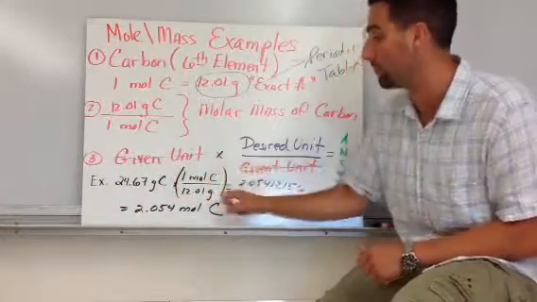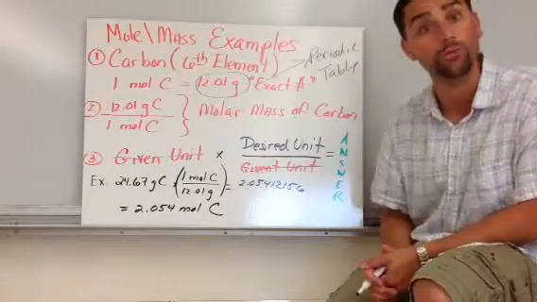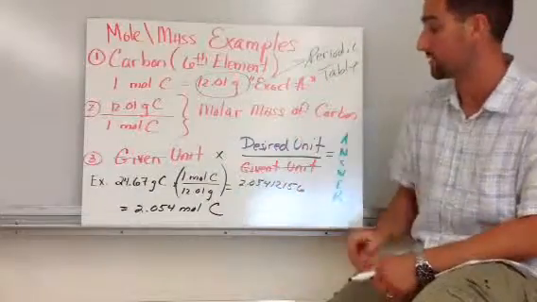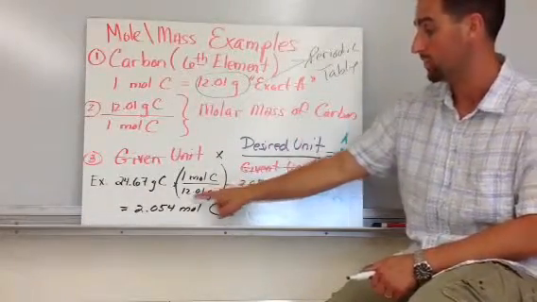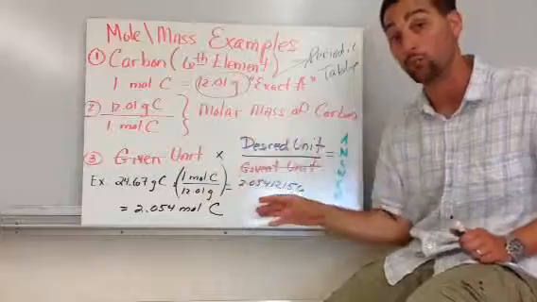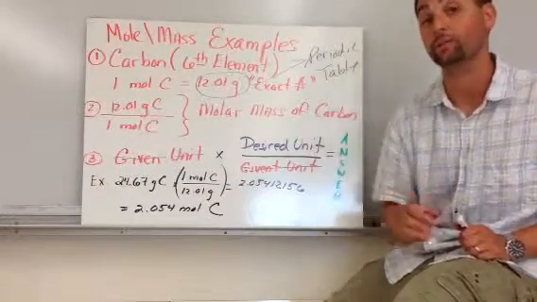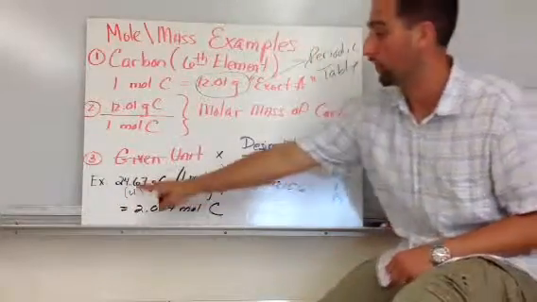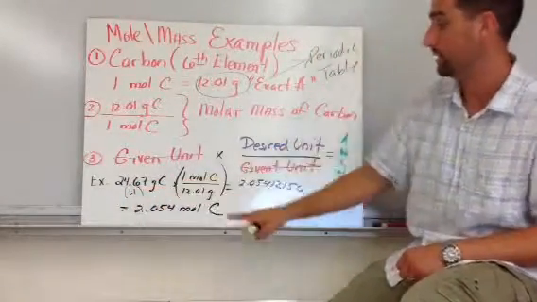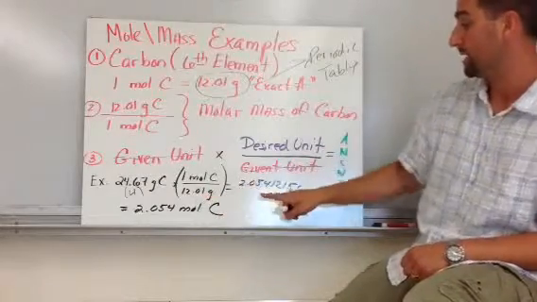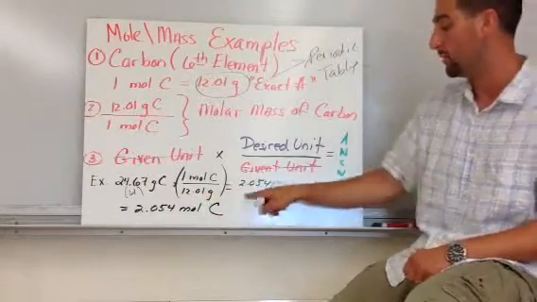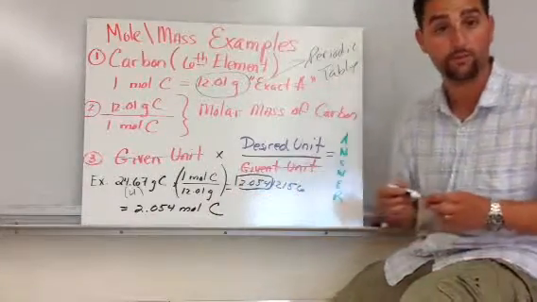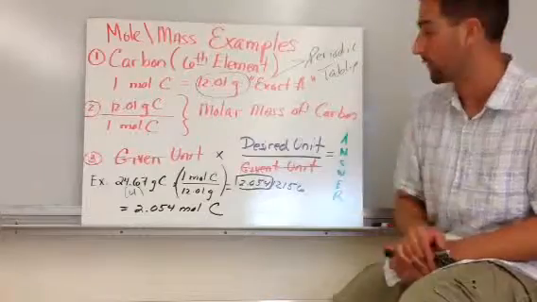This is an exact number, so it's not going to determine my number of sig figs. So 24.67 has 4 sig figs. 1 mole of carbon is 12.01 grams. That's an exact number. That's not going to determine my number of sig figs. This number is, the given. So 24.67 grams divided by 12.01 grams gives me this long, ugly number that I have to chop to 4 sig figs. 2.054 moles of carbon.